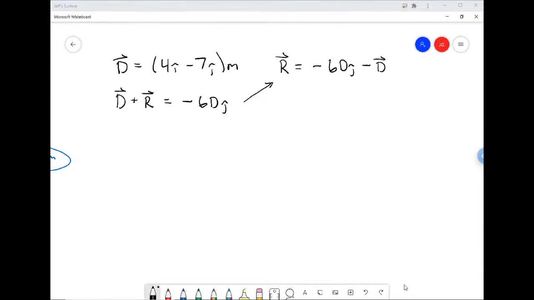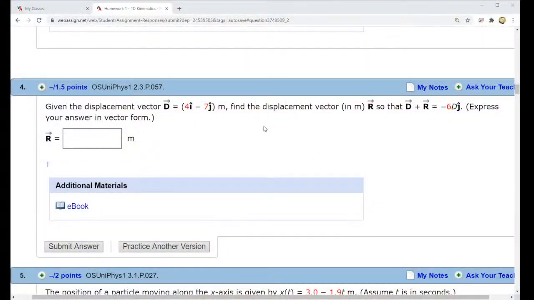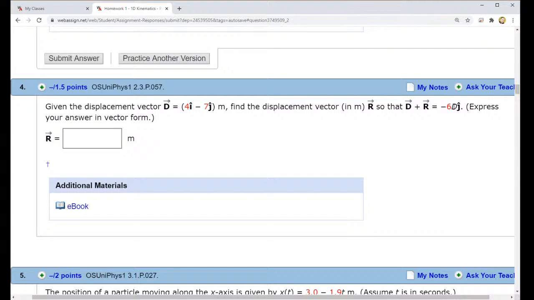All right, so my question for you here is, when you look at this problem, this D and this R are vectors. You can tell because they're bold and they have the arrow above them.